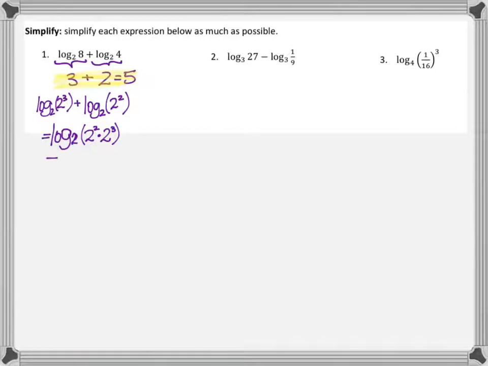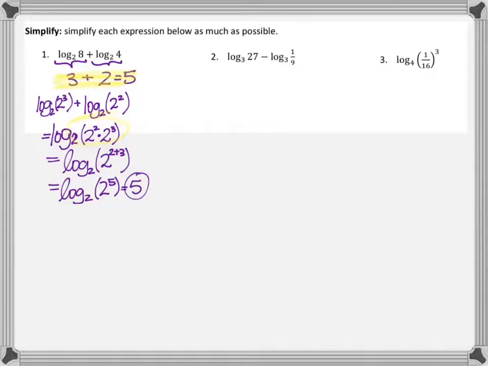Throw my equal sign in there. So now I've got log base 2 of 2 squared times 2 to the third, and remember what this is going to do since we add the exponents here. Log base 2 of 2 to the 2 plus 3, that's exactly what we did back at the top when we added 2 and 3. So we still get that same answer, 5.